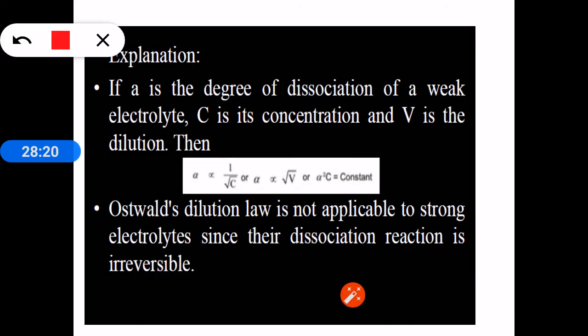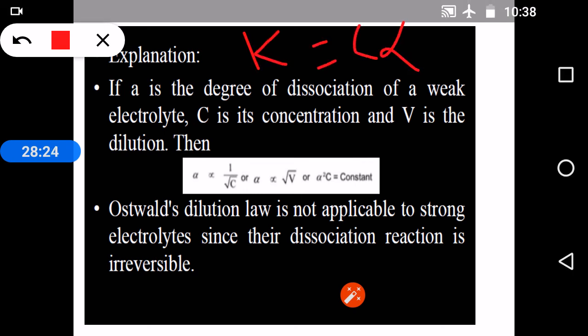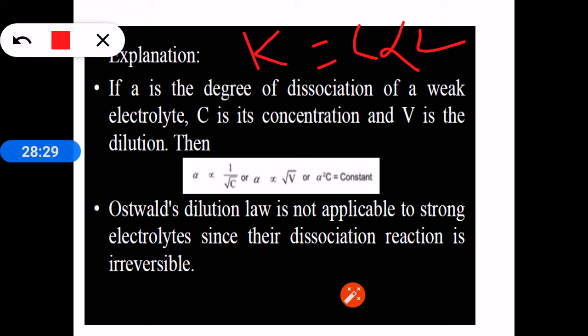From this, K equals C into alpha square, or alpha square by V. From this we can write alpha square equals K by C. Alpha square equals K by C. Or from this we can write alpha equals under root K by C. As K is a constant, the equilibrium constant, by removing that constant we can introduce the proportionality symbol. So alpha is proportional to 1 by root C, or alpha is proportional to root V.